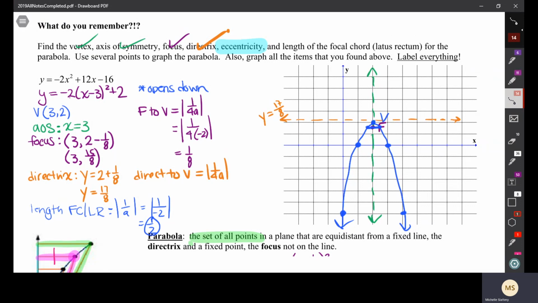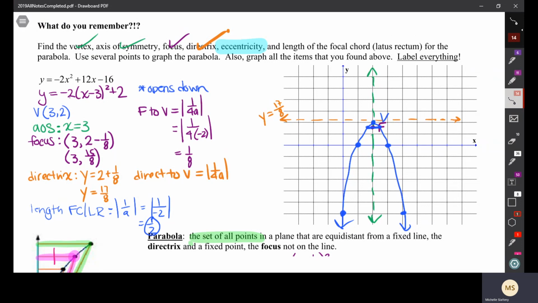So our vertex is going to be (h, k). Of course, when we have something like this, we have to complete the square first to be able to find our h and k. We know it's going to open down because the a value is negative. We can find our axis of symmetry because that goes through the vertex, so that's going to be x equals 3. We see our focus. Now the distance between the focus and the vertex is always going to be 1 over 4a, and it's always positive. So focus to vertex is the absolute value of 1 over 4a from the equation.